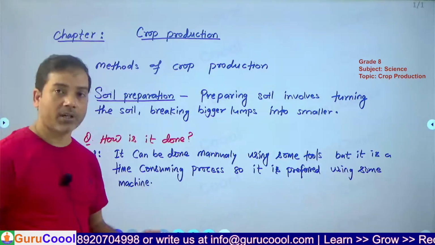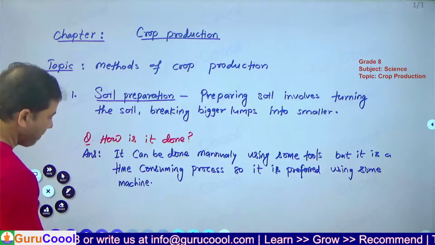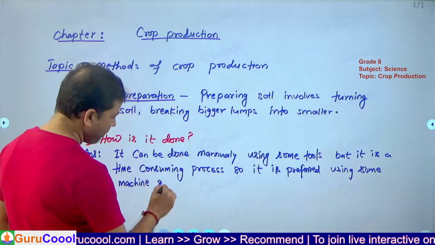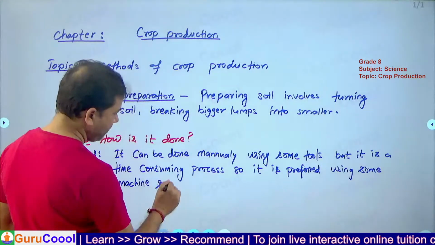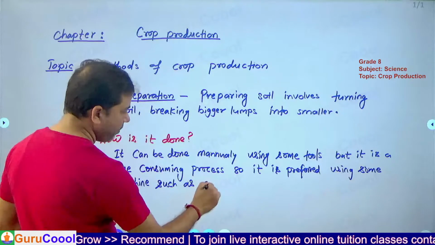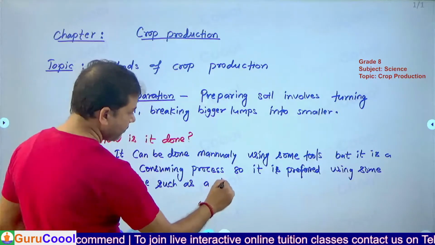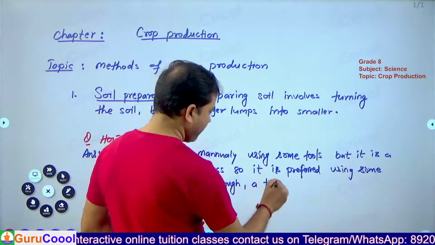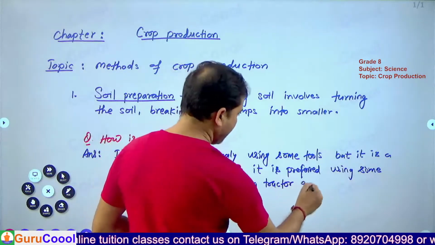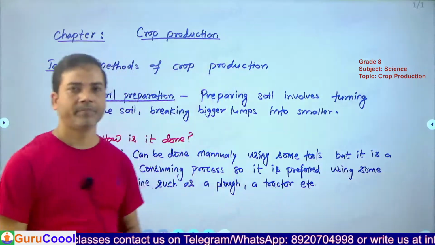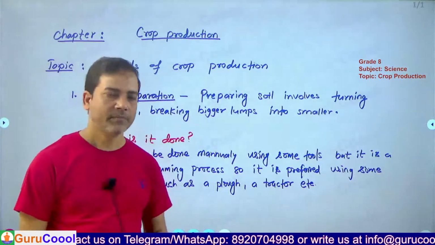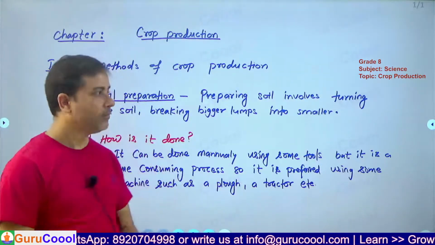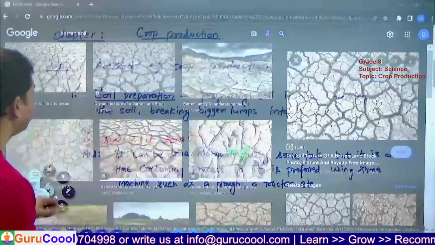Now the next question, what are the machines? Let's add here itself, such as a plow. Do you know what is a plow? No, sir. A tractor, etc. Have you seen a tractor? Yes, sir. Have you seen a plow? No, sir. Okay, if you have not seen, I'll show you.